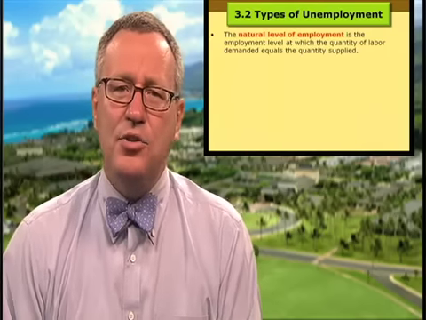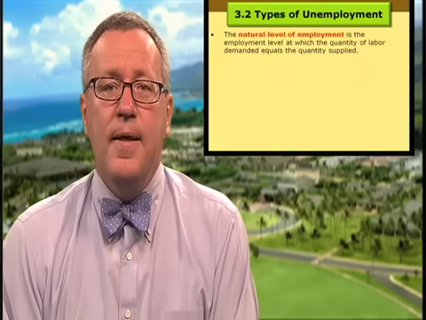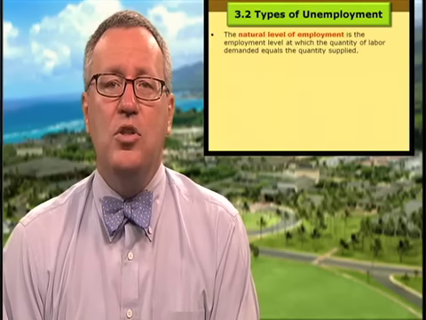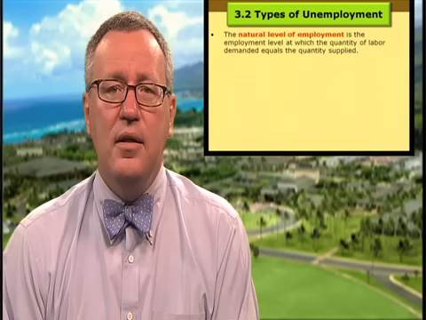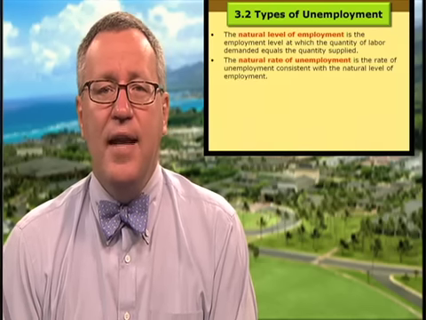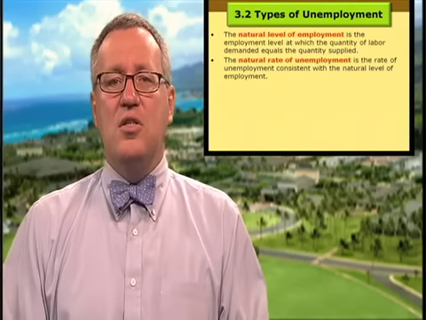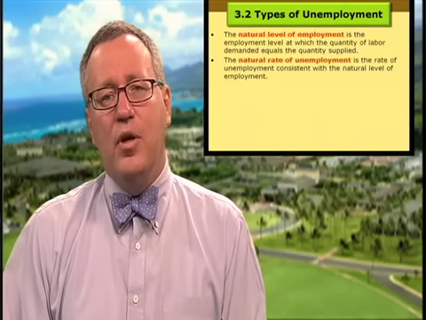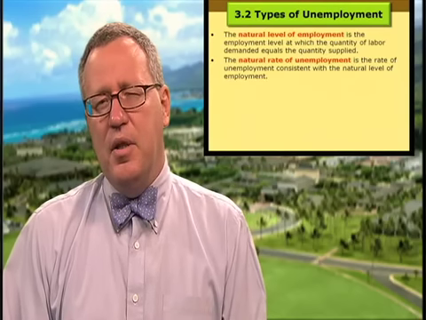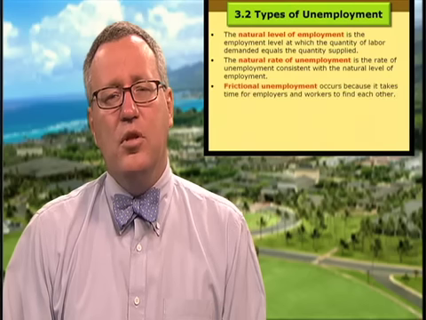Okay, so what is the natural level of employment and the natural level of unemployment? It's the employment level at which the quantity of labor demanded equals the quantity of labor supplied. The natural rate of unemployment is the rate of unemployment that's consistent with the natural level of employment. That seems to be a little circular. So to be able to make sense of that, we're going to have to define a few more terms.